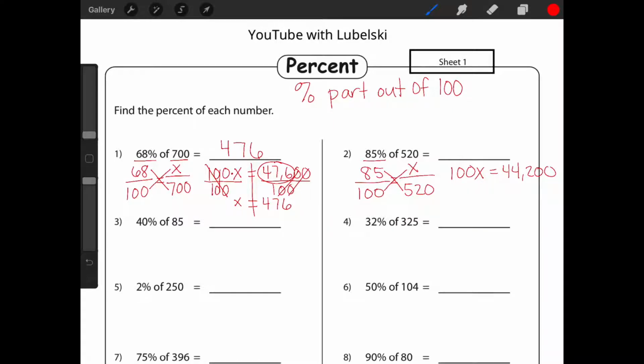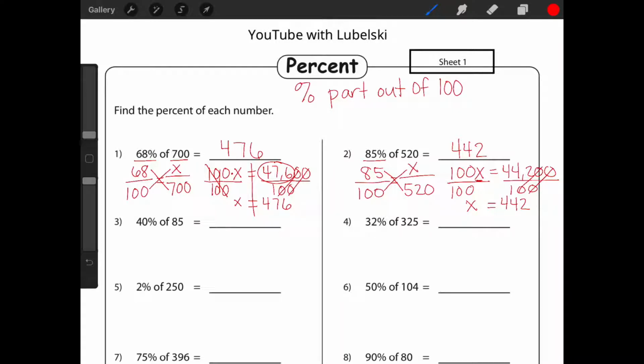44,200. And just like in question 1, to get rid of a coefficient before x so we can get x by itself, we're going to divide by 100 on both sides of the equation. And that leaves me with x equals, the zeros cancel out, 442. So 442 is in fact 85% of 520.